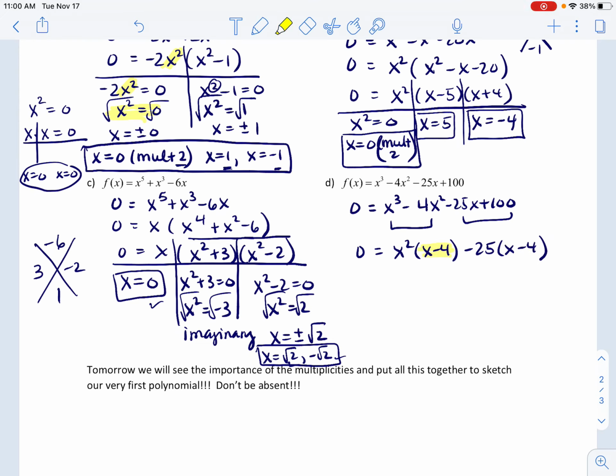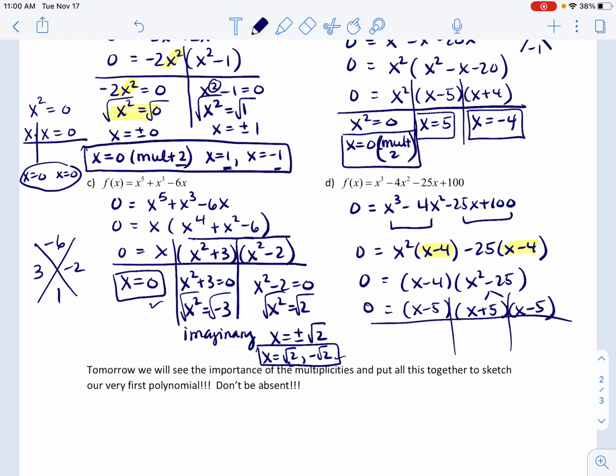Remember, when you're grouping, the stuff that's left in the parentheses should be exactly the same. If it's not, you did something wrong, or it's not factorable by grouping. If I pull that x minus 4 out of both of them, I'm going to be left with x squared minus 25. And if you want to go even further, you can break this down. That's just a difference of two squares, x minus 5, x plus 5. Now setting each of these equal to 0, this is going to give you x equals 5. That's just one answer. This is going to give you x equals negative 5.